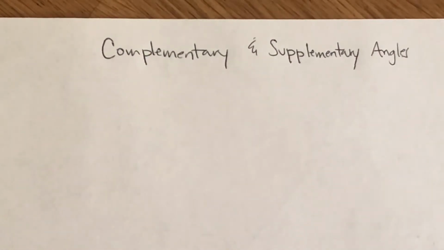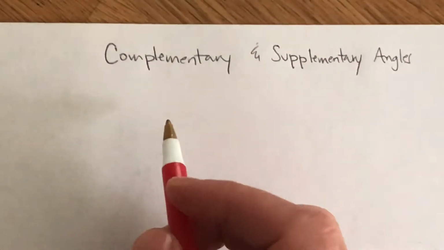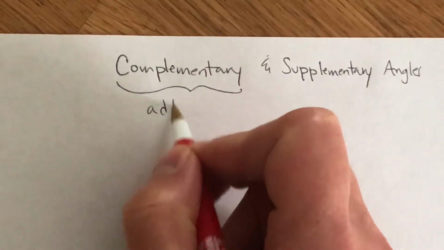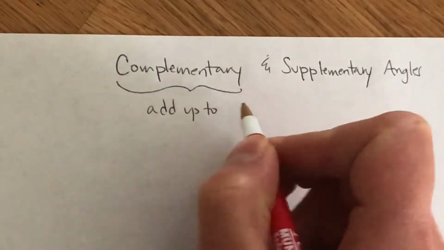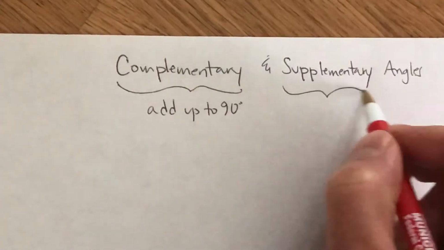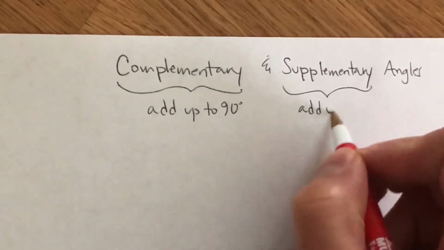I want to continue our discussion about angle pairs, and in this talk we'll specifically focus on complementary and supplementary angles. Anytime you know that angles are complementary, all that really means is that they add up to 90 degrees. And anytime angles are supplementary, it means that they add up to 180 degrees.